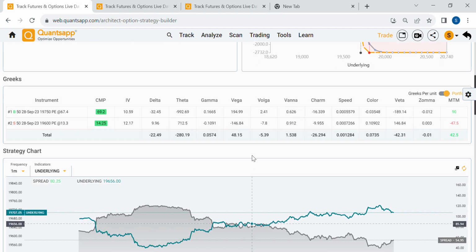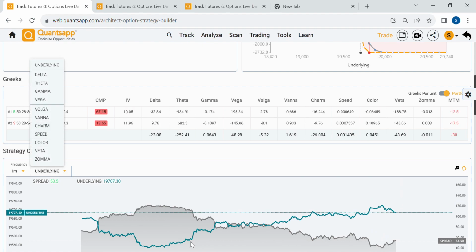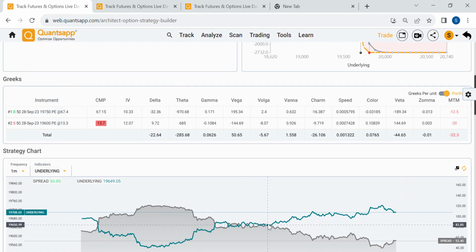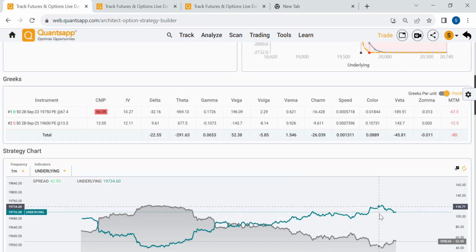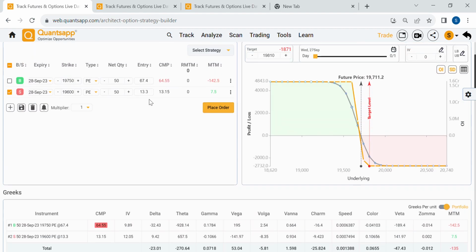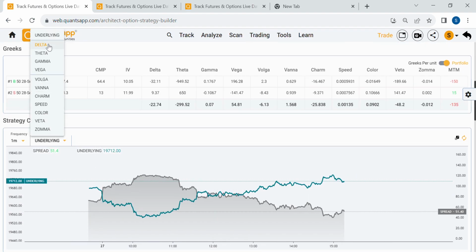Also, we can see how the net spread is moving, and we can plot any of the indicators. If I just want to see underlying versus the spread, how the underlying is moving and how the spread price is moving, right? So if you see, it is giving us profit as the underlying has collapsed. Now why is it happening? It is happening because of the strategy that we have created. It is a bear put spread. We can plot implied delta, theta, vega, gamma, right, the higher order Greeks as well.